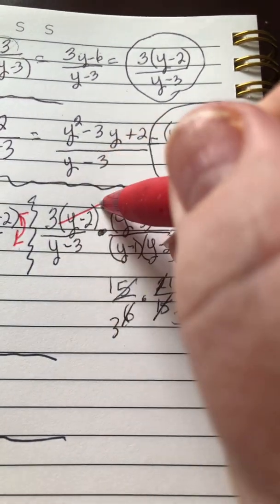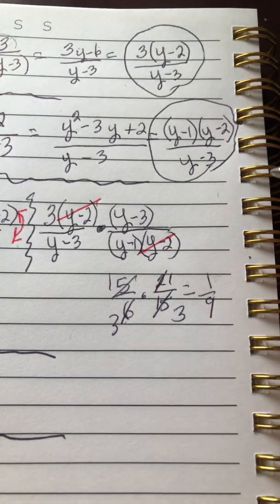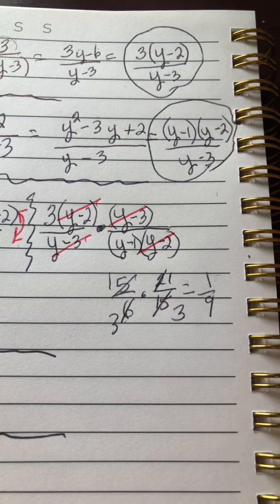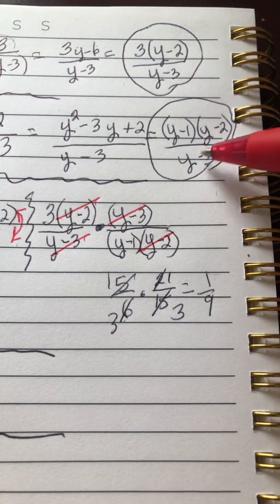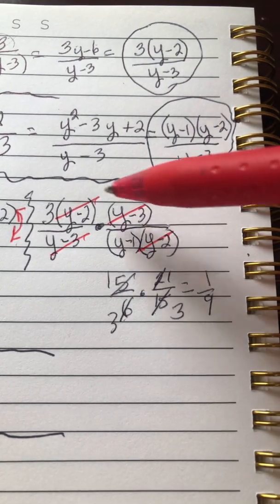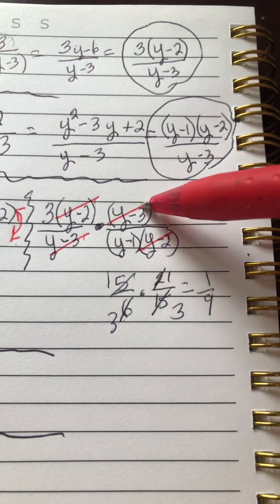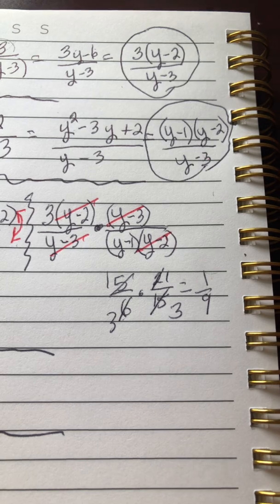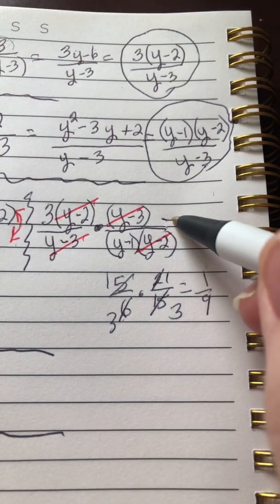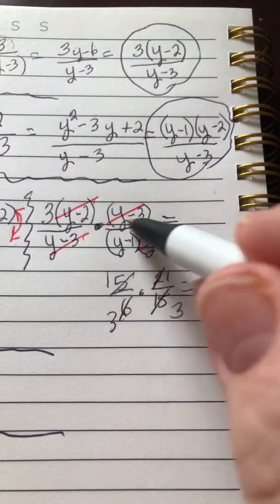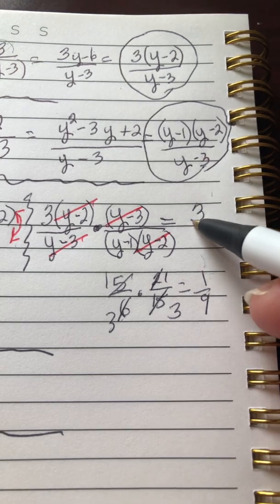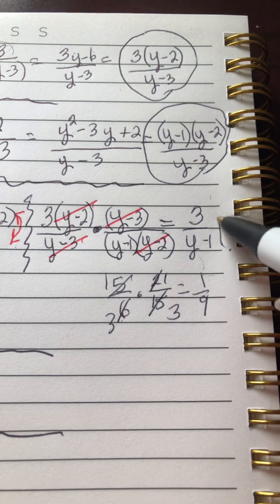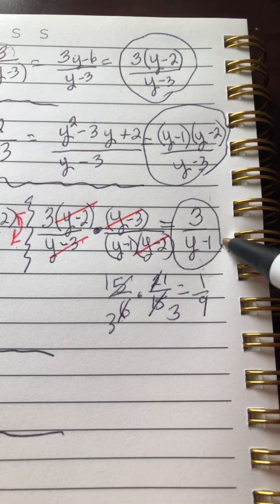So we have a y minus 2 here and a y minus 2 here. We have a y minus 3 here and a y minus 3 here. So again, like what I said up above, if they're involved with addition or subtraction, we have to get rid of the whole set, and that's what we did. So now there isn't anything else on the top or the bottom that they have in common. So on the top, all that was left was a 3, and on the bottom is y minus 1. So this would be our final answer for that problem.